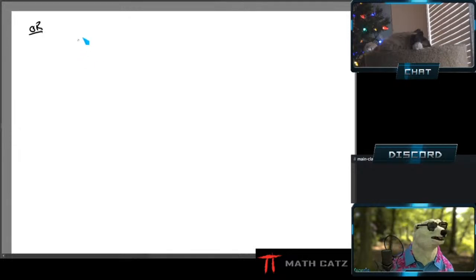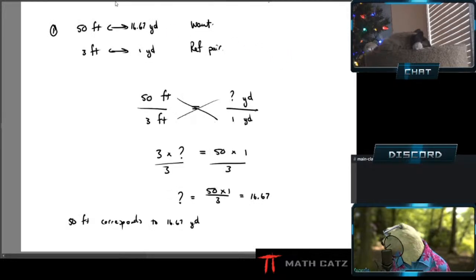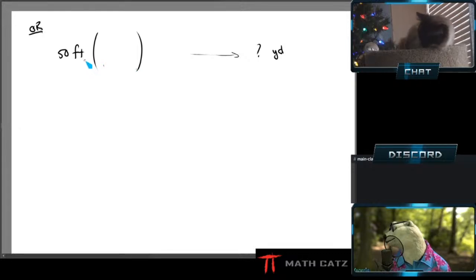This is more the physics route, a little bit more concise, where I simply need to keep track of the units. I could say, well, 50 feet is what I have to start with. I need to convert that to a certain number of yards. Is that right? Do I have it backwards? No, 50 feet to yards. Okay. So let's just get rid of this arrow part. I have to convert the units to end up in yards.